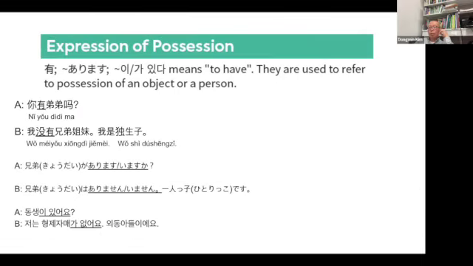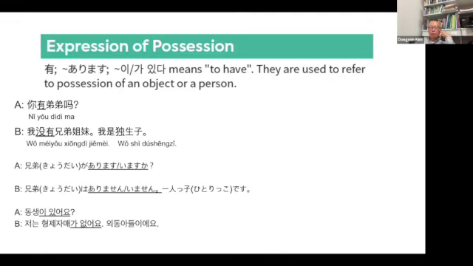The first grammar point that I want to introduce is the expression of possession. So if you possess something, Chinese uses 有, Japanese あります, and Korean 이/가 있다. They are used to refer to possession of an object or a person. So let me read the example sentences, conversations.